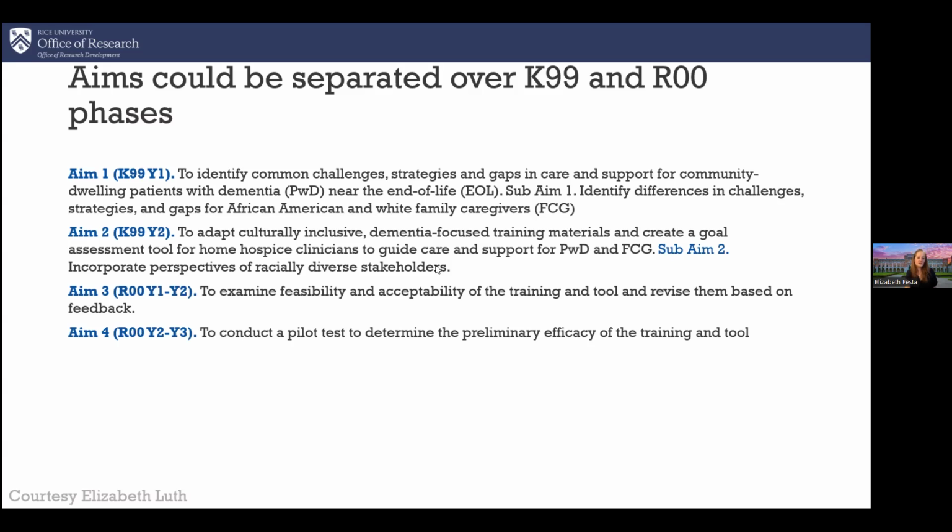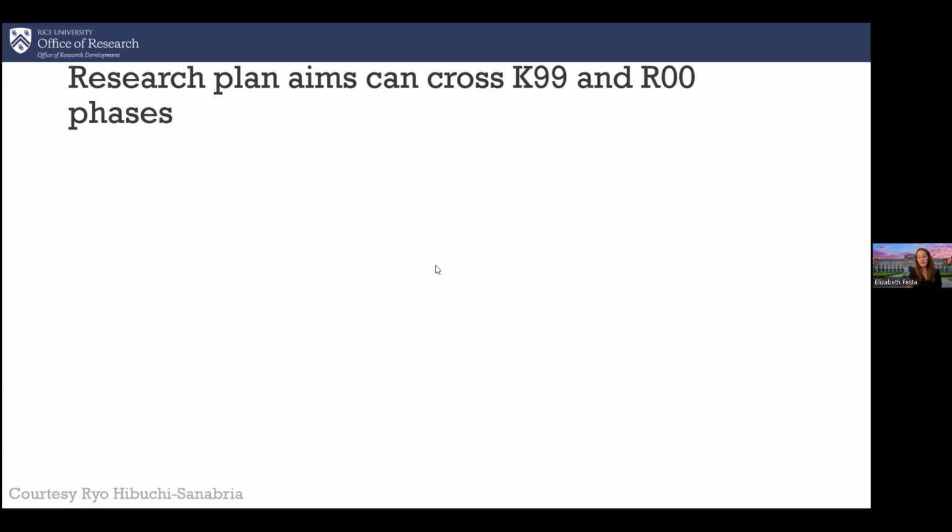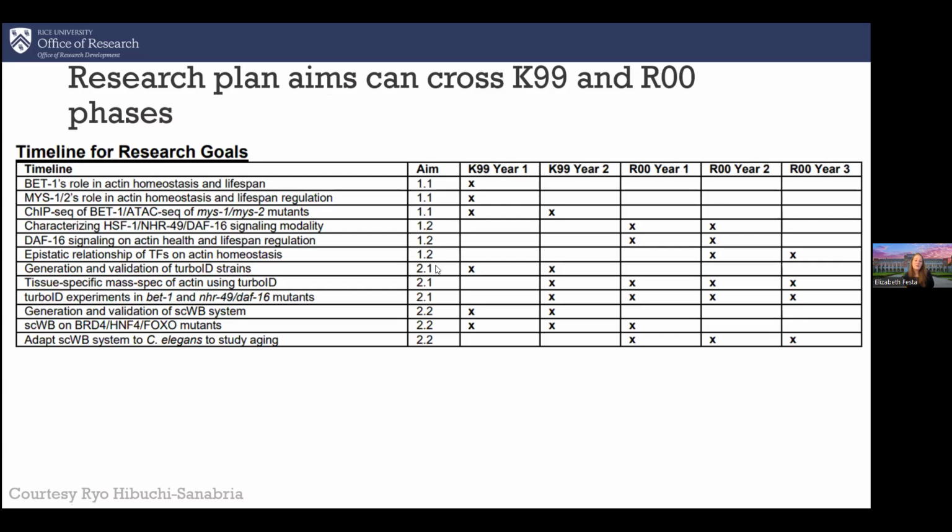You may not be able realistically to have that kind of separation for the kind of research that you're doing. And for that reason, research plan aims can cross both of the phases. Sanabria presents it in their timeline. They also have a narrative description of those research goals, but I thought it would be easiest just to show you the diagram that they produce. And so you can see the aims 1.1, 1.2, and 2.1 and 2.2. In fact, there were only 2 aims for the project, but there were many, many sub-aims within those 2 overarching aims.